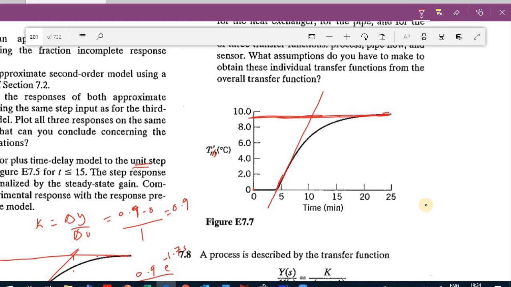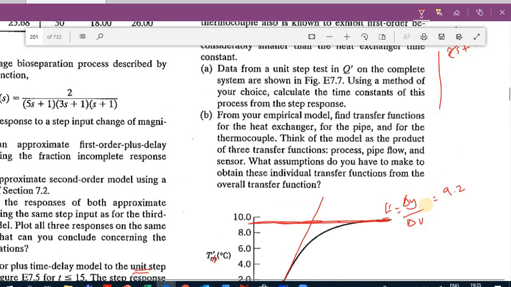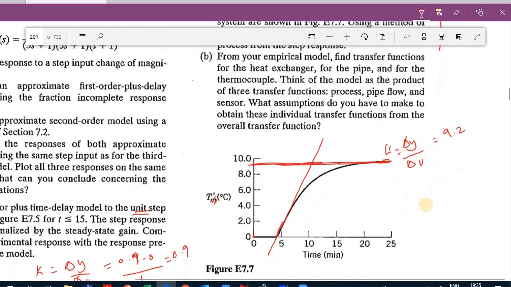It's like 9.2, for example. So 9.2 minus 0, so delta y over delta u, which is K, is equal to 9.2. And what did it say? It said that it was a unit step. I think so. A unit step, right? So the delta u was 1, so it's 9.2.